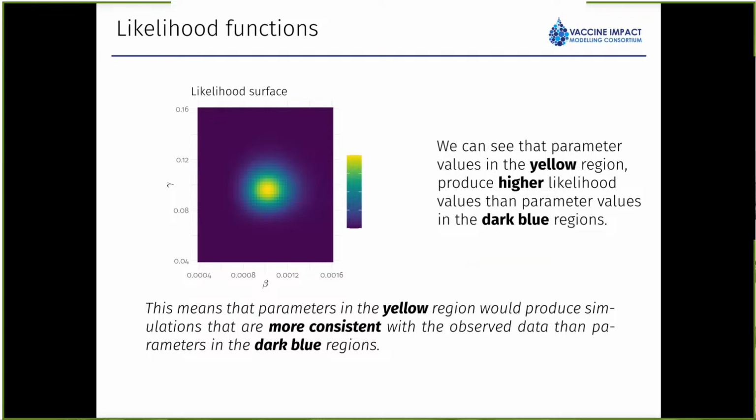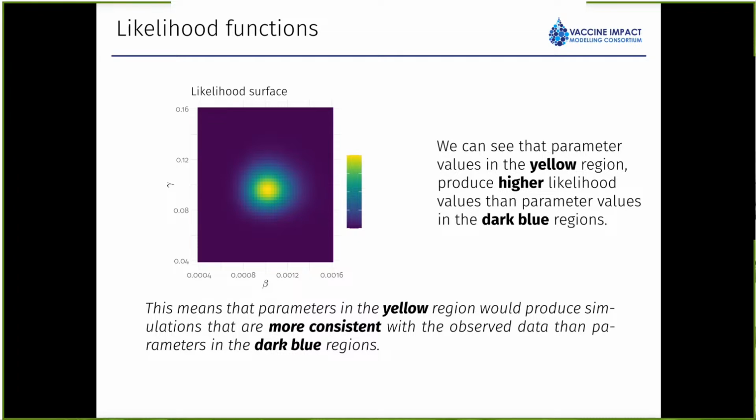Now, what does this likelihood surface mean? Well, it essentially means that parameters that are in the yellow region here would produce outputs that are more consistent with the observed data than parameters in the dark region. Okay? That makes sense? Yeah? What it does not do, by the way, is it does not guarantee that I'm going to get a good fit to my data, right? It just means that I get a better fit here than I would do over here, all right?